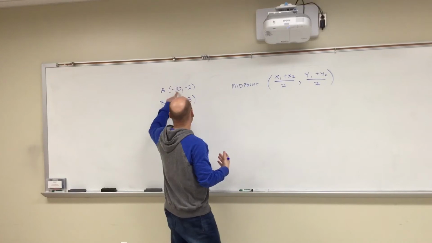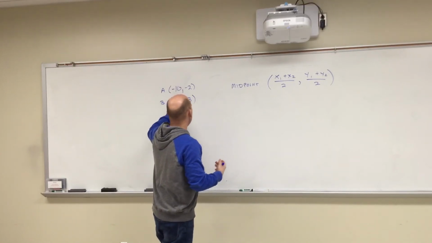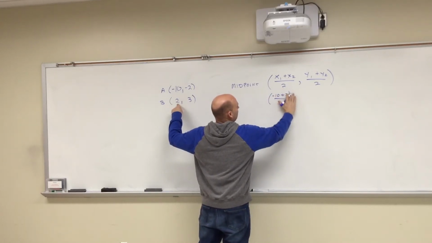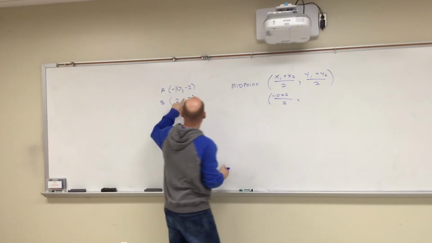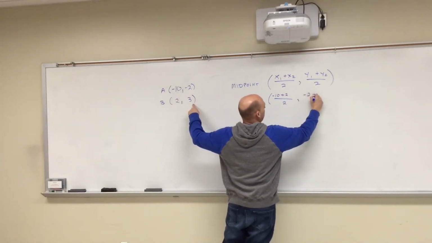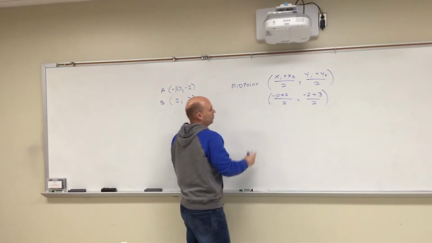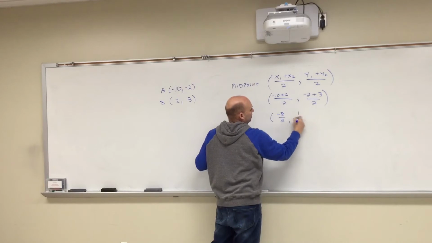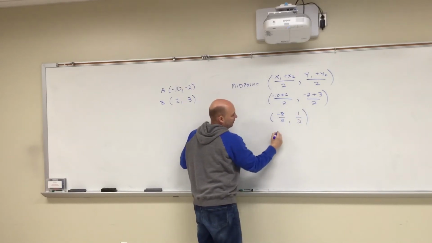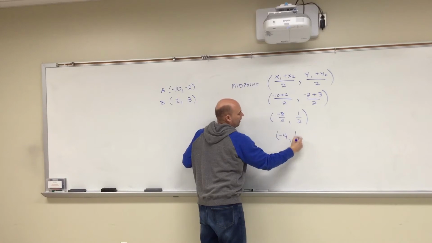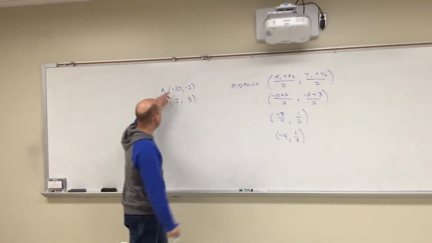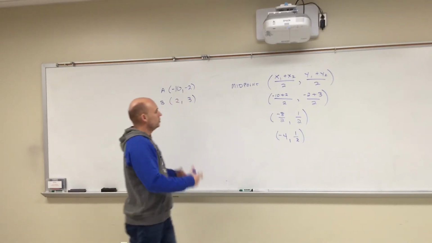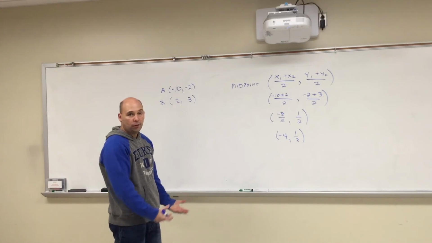So to find the midpoint between the 2 points they gave us, we're going to take negative 10 plus 2, and we're going to divide that by 2. And then we're going to take negative 2 plus 3 and divide that by 2. So negative 10 plus 2 is negative 8 over 2. Negative 2 plus 3 is 1 over 2. So negative 8 divided by 2 is negative 4, and then this is 1/2. So our midpoint, our exact middle between these 2 points, is at negative 4, positive 1/2. Okay? So that is how you do the midpoint formula if you're looking for that.